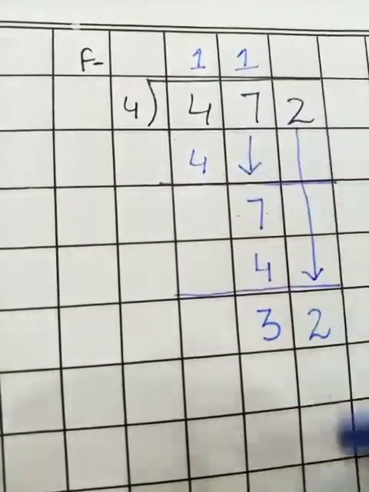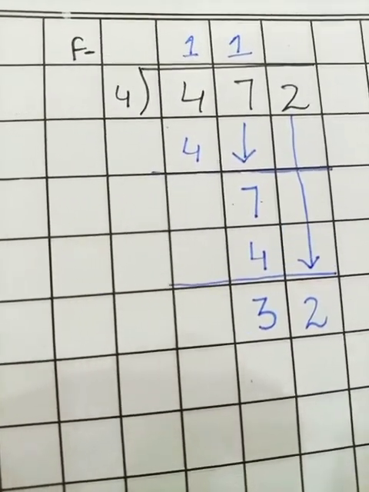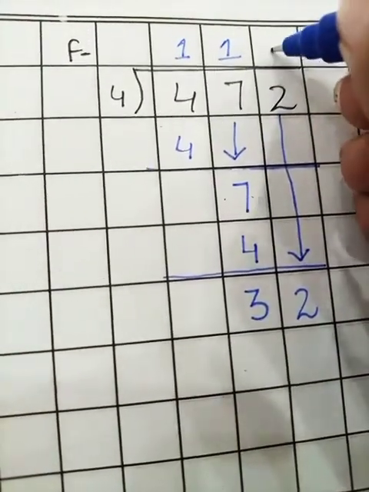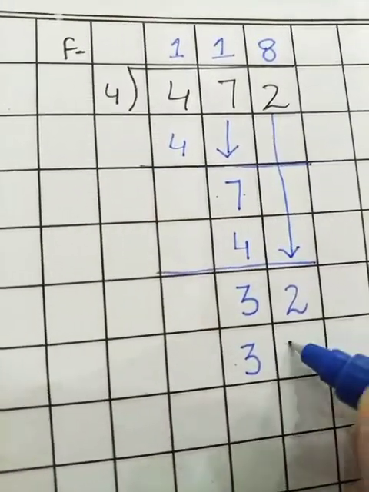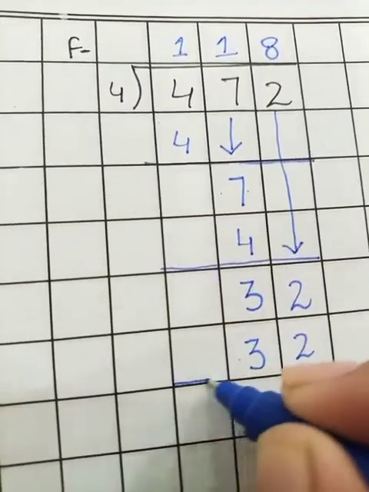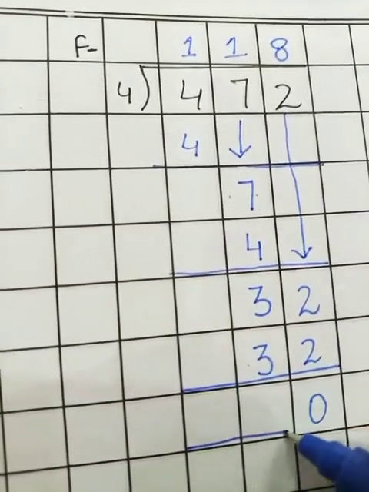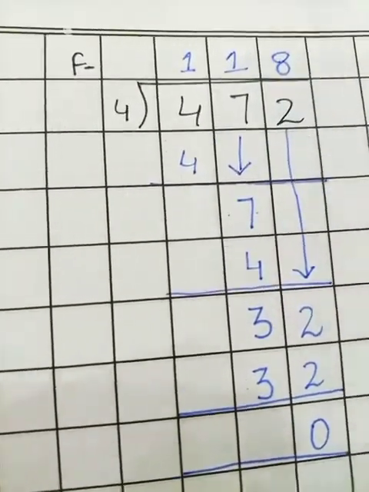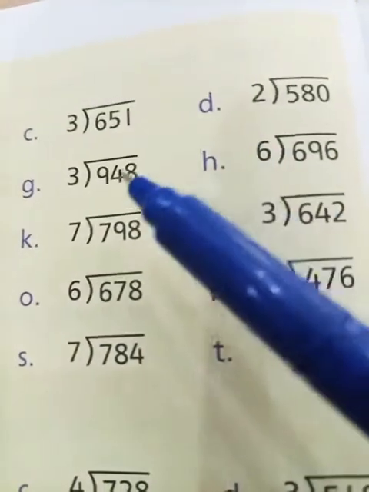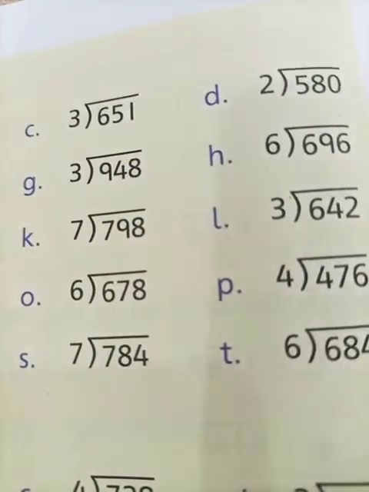So students, this will become 32. Read the table of 4 till the number 32. Yes, 4 8s are 32. Look, we have completed our question. 32 minus 32 and our remainder is 0, which means that we have completed our question and our quotient is 118. Students, next is part G, 948 divided by 3.